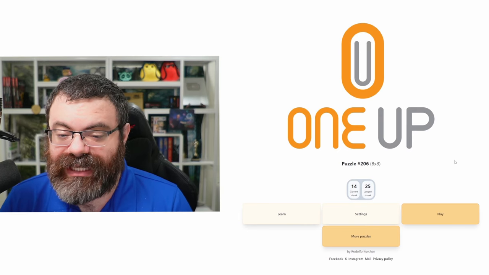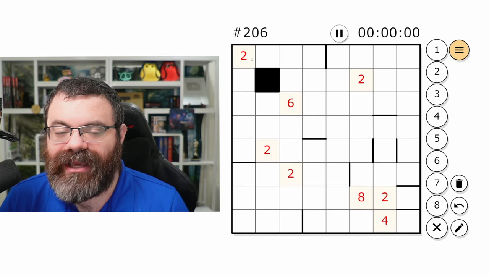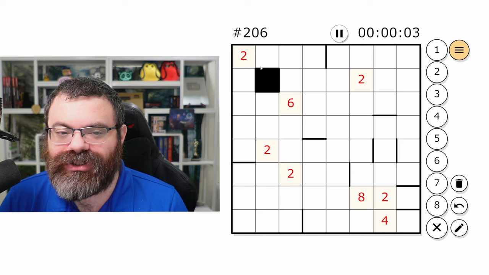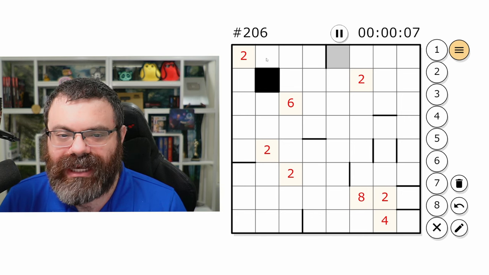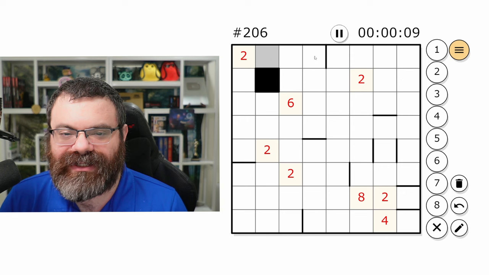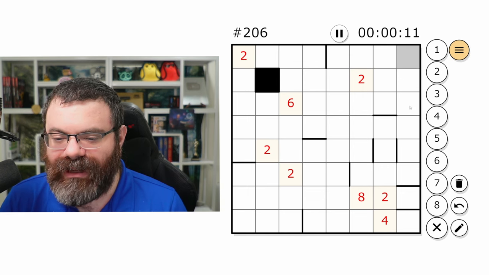Puzzle 206. Let's play here. So we're an 8x8 today. And each row and column has been potentially split into segments by these bold borders. So for example, this top row is a segment of length 4 and then another segment of length 4.